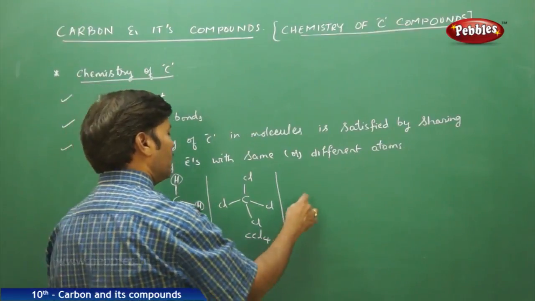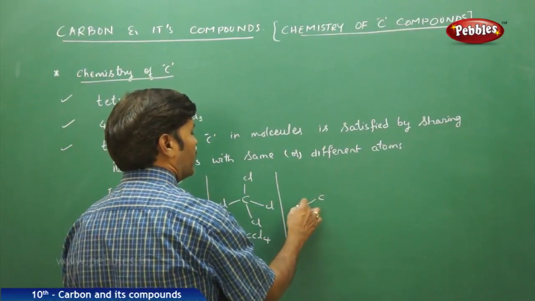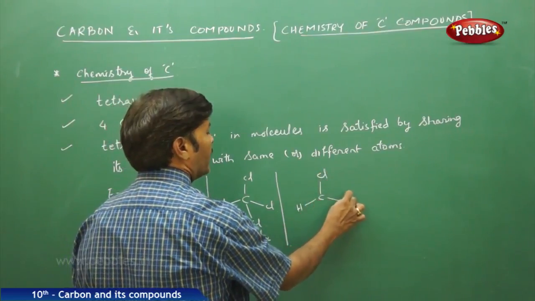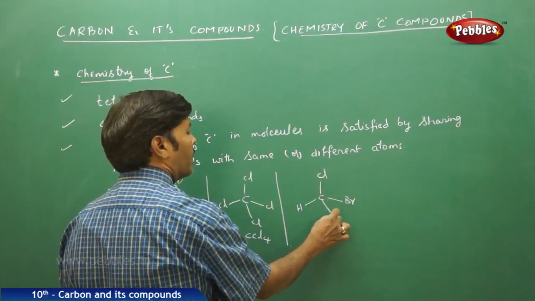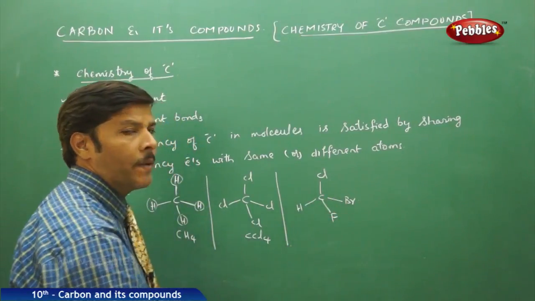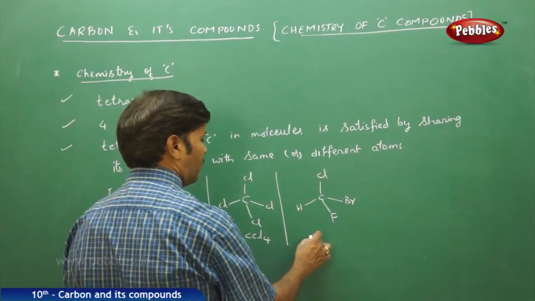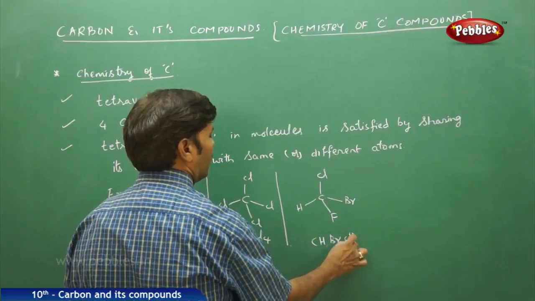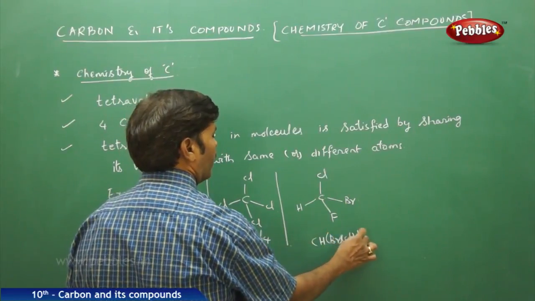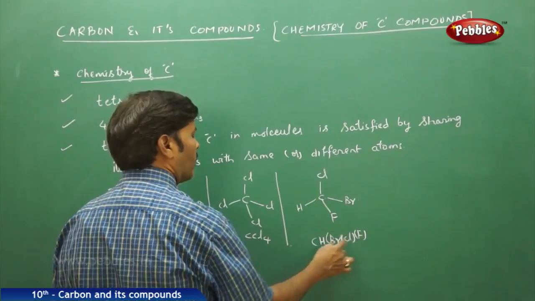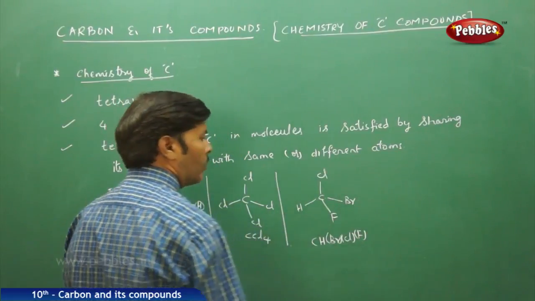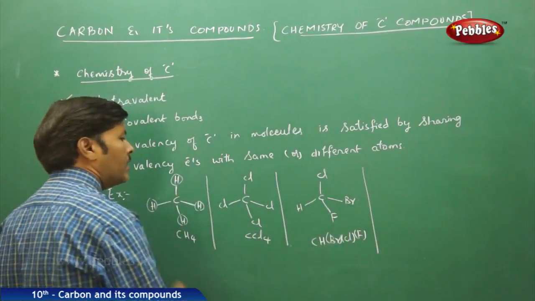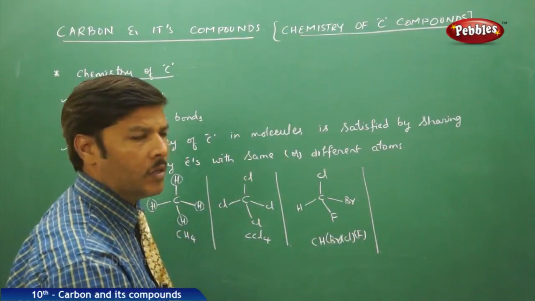Likewise, sometimes it shares with different elements. Carbon can share its valence electron with hydrogen, with chlorine, with bromine, and also with fluorine. This is chlorofluorocarbon. This is bromochlorofluoromethane, and so on. Sometimes the carbon, to satisfy its tetravalency, forms single bonds or double bonds.